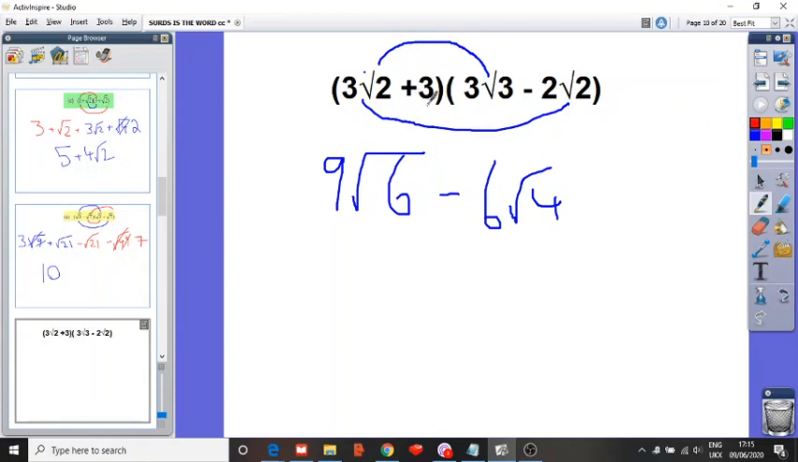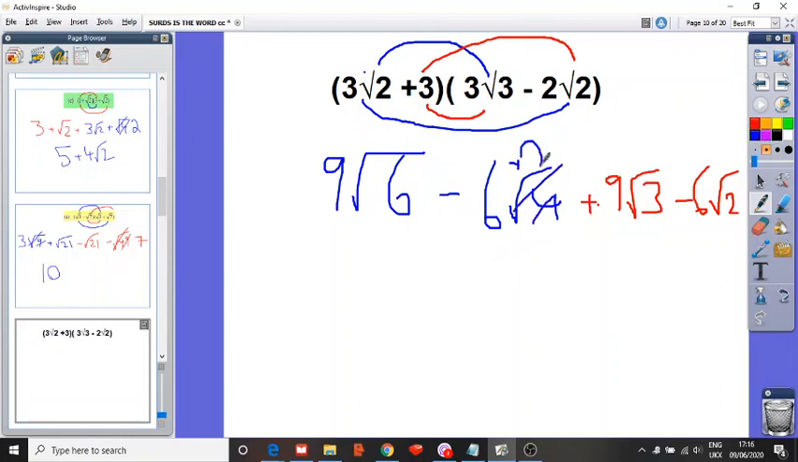Now I'm going to move on to this whole number 3. 3 times 3 root 3 is just going to be 9 root 3. So I'm just doing 3 times 3, and I don't care about square roots really. And the 3 times a negative 2 is just going to be negative 6 root 2. Now see if there's anything I can do. This root 4, I can change that to 2, and 6 times 2 is 12. And I don't have anything else that can go together.